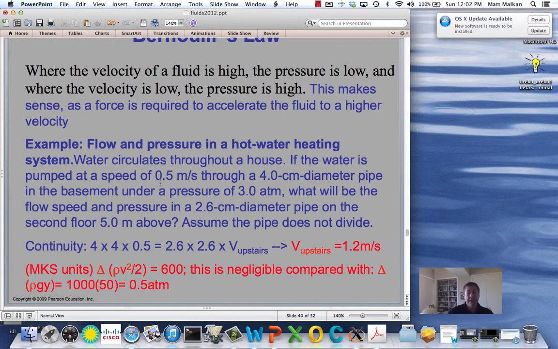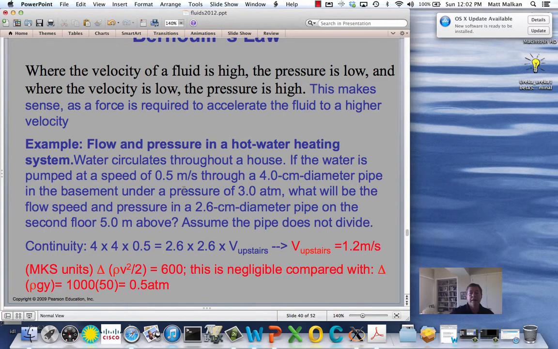The water comes in initially through a 4-centimeter pipe. So we know the cross-sectional area of that is pi 4 squared square centimeters. Oh, sorry, 2 is the radius, so pi 2 squared square centimeters. And it's coming in at a velocity of 0.5 meters per second. And the pressure is 3 atmospheres. You remember that's 300,000 pascals, pretty much.